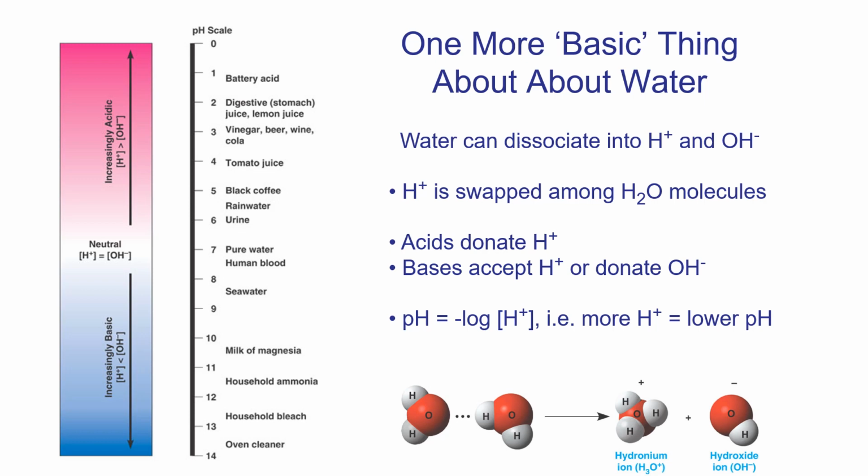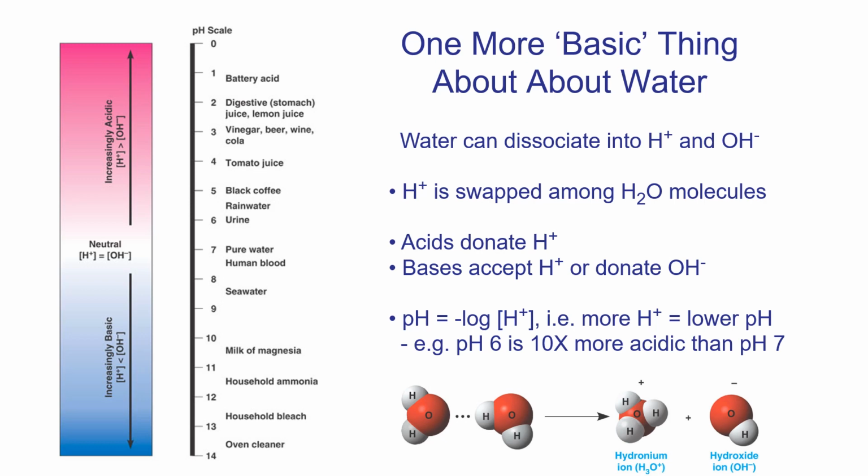Anyway, just to simplify this, urine has 10 times the number of hydrogen protons that pure water does. Black coffee has 100 times. Tomato juice has 1,000 times, etc. So every point on that scale, we're going up or down by a factor of 10.